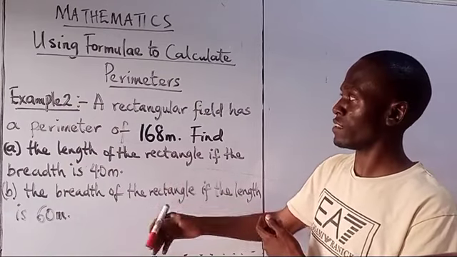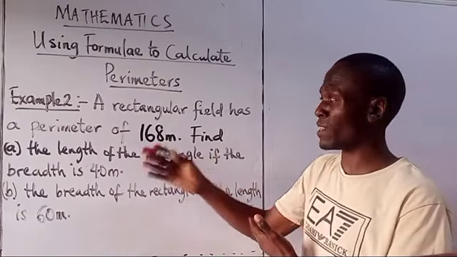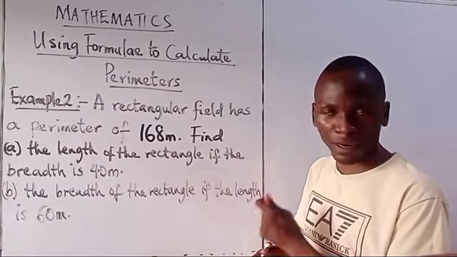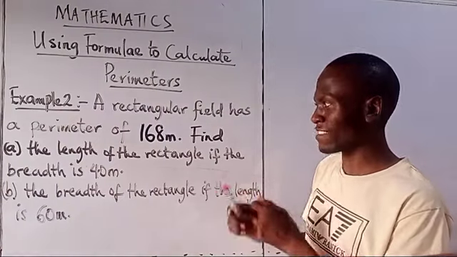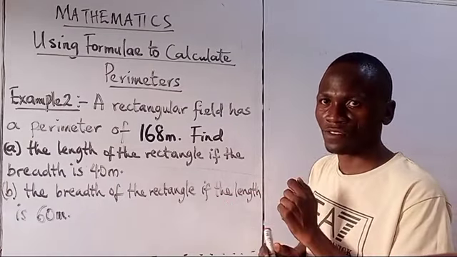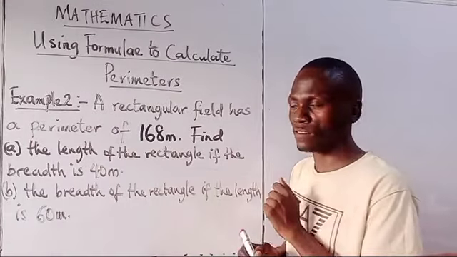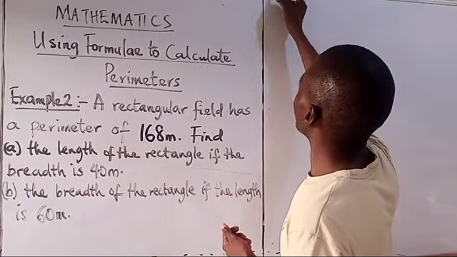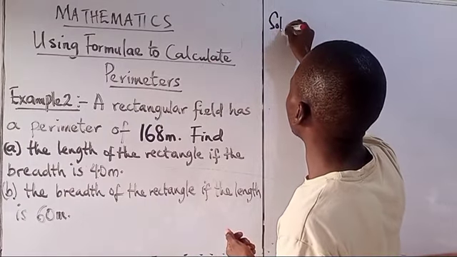We read the question again. A rectangular field has a perimeter of 168 meters. We are given the perimeter. Find the length of the rectangle if the breadth is 40 meters. Let us solve that first. Solution.